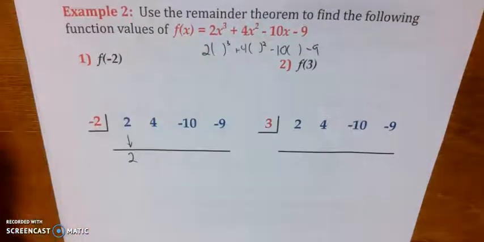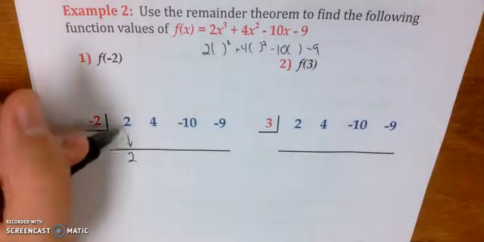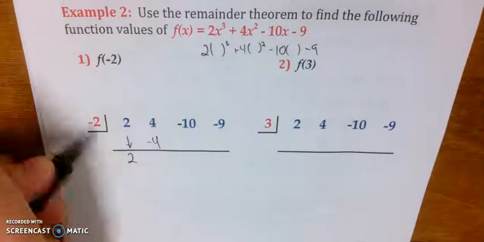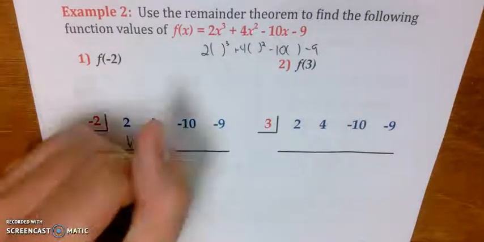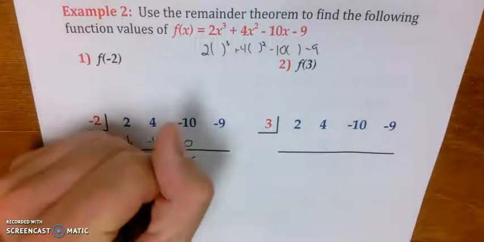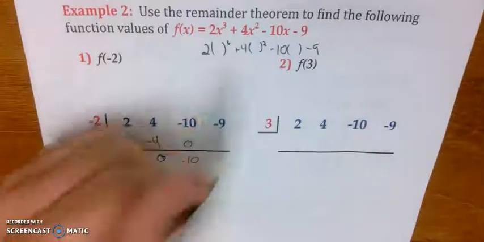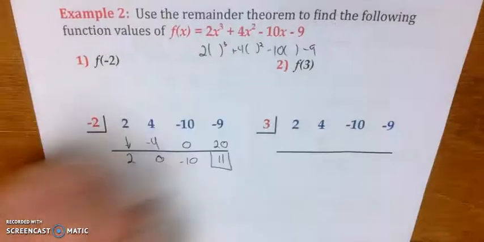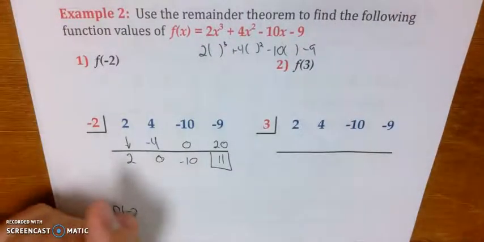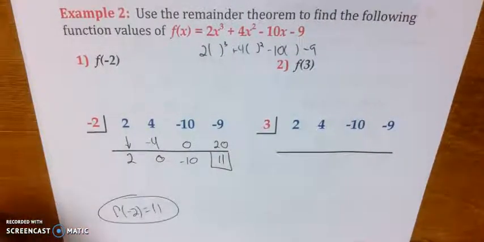And we can just go through our synthetic division problem. We always start by dropping down that first term. We go down, then diagonally, we're multiplying by this number here. Then we add straight down, multiply by negative 2, add straight down, multiply by negative 2. I get a positive 20, add straight down, we get an 11. So that's my remainder. f of negative 2 equals 11.